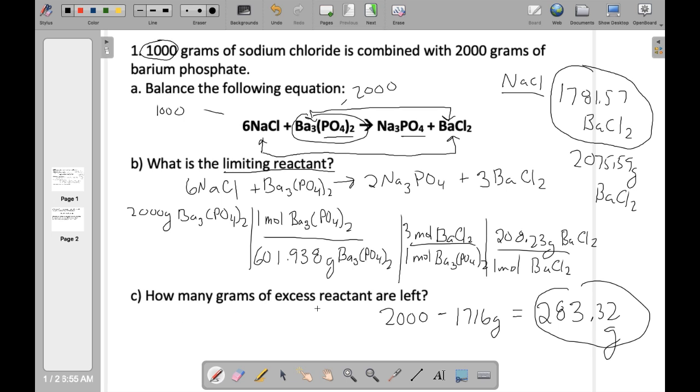So how many grams of excess reactant are left? I have 283 grams of barium phosphate left over if 1,000 grams of sodium chloride react with 2,000 grams of barium phosphate. So to recap really quick, we did 2 mass-to-mass stoichiometry equations. I then compared the output to one of my products. The one that produced the least amount of product was the limiting reactant. The other one was the excess. Then I had to go back and do another mass-to-mass to figure out the amount of excess reactant.